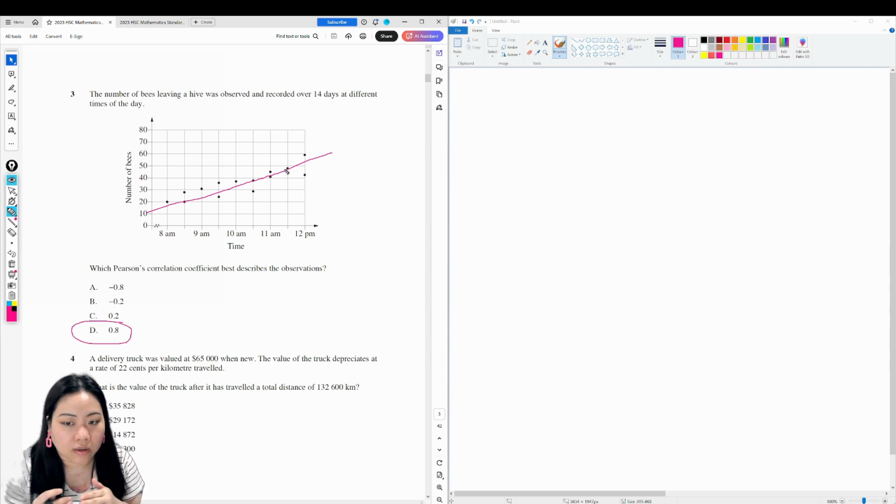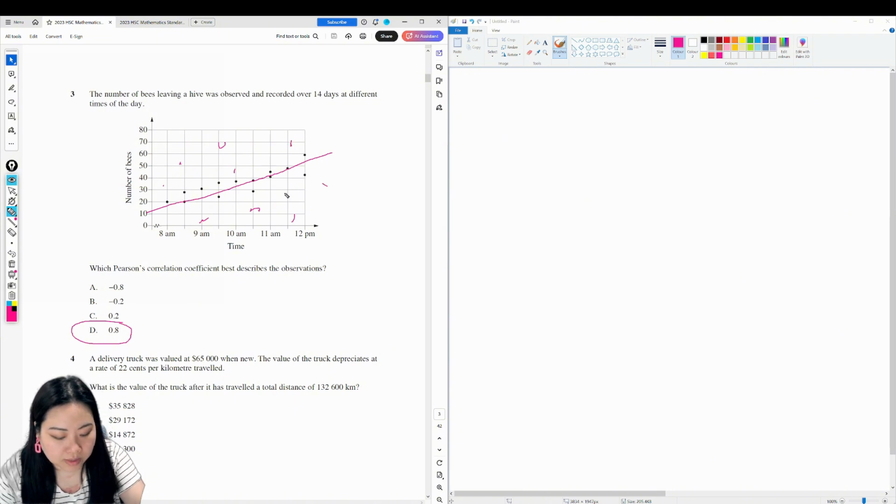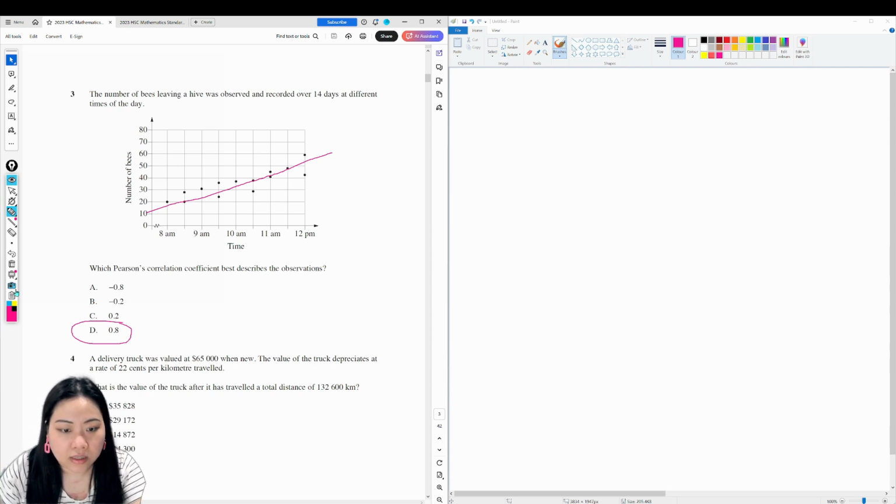It's quite a strong correlation. If the points were all the ways like this, then I would say it's a 0.2. But since the points are very close together, I would say it's a 0.8. 3D, let's see. 3D, perfect.